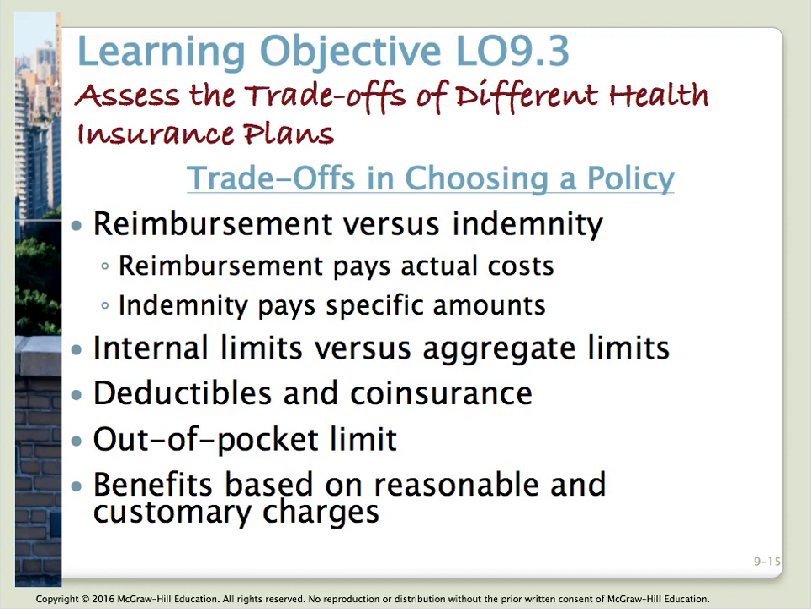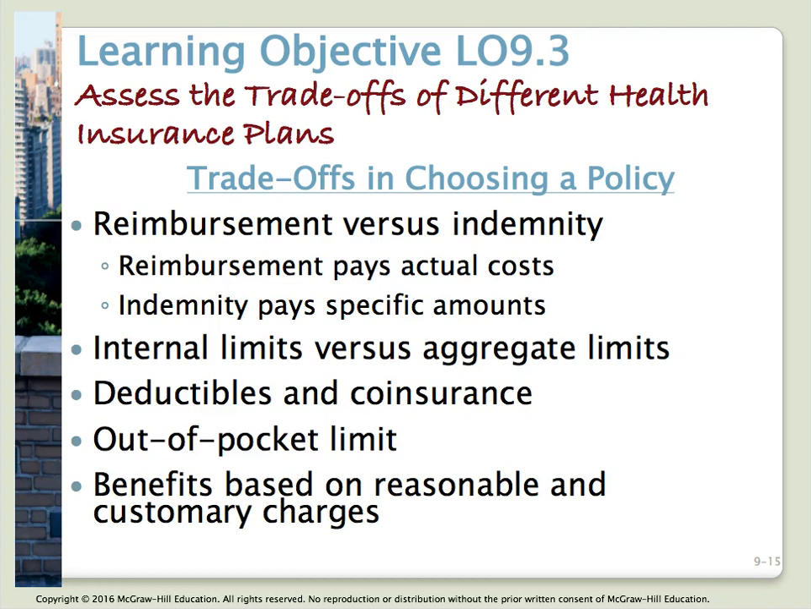Another trade-off that you need to consider is internal limits versus aggregate limits. A policy with internal limits will cover only a fixed amount for an expense, such as the daily cost of a room during a hospital stay, where an aggregate limit will limit only the total amount of coverage, such as $1 million in a major expense benefit, or it may have no limits at all.